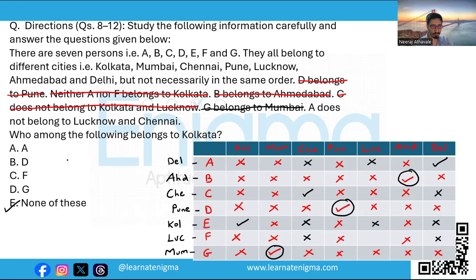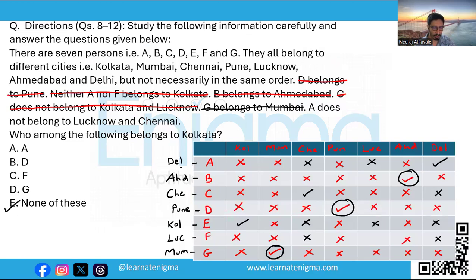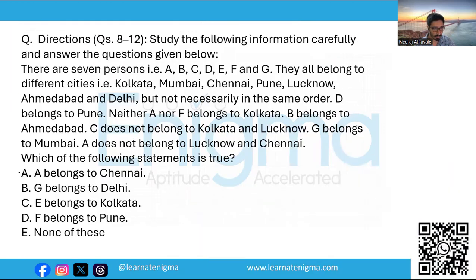Let's see the next one. Which of the following statements is true? A belongs to Chennai. Okay. Now we know that A belongs to Delhi. So first statement is wrong. Now A belongs to Delhi, so G does not belong to Delhi as well. So second statement is wrong as well. Now we remember that D belongs to Pune. Therefore, statement D is also wrong.